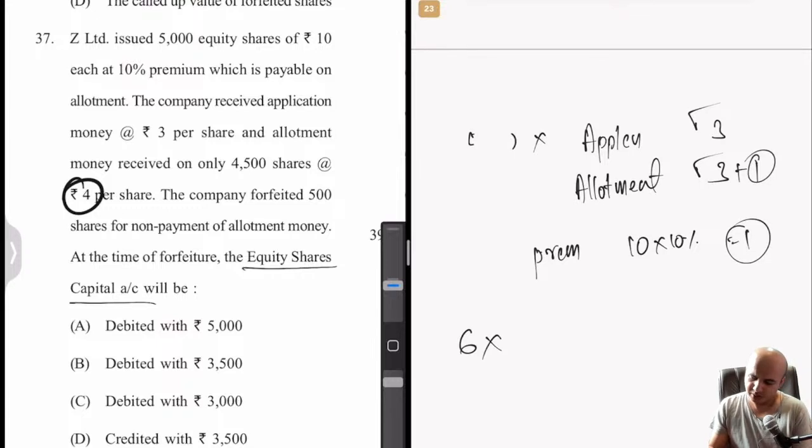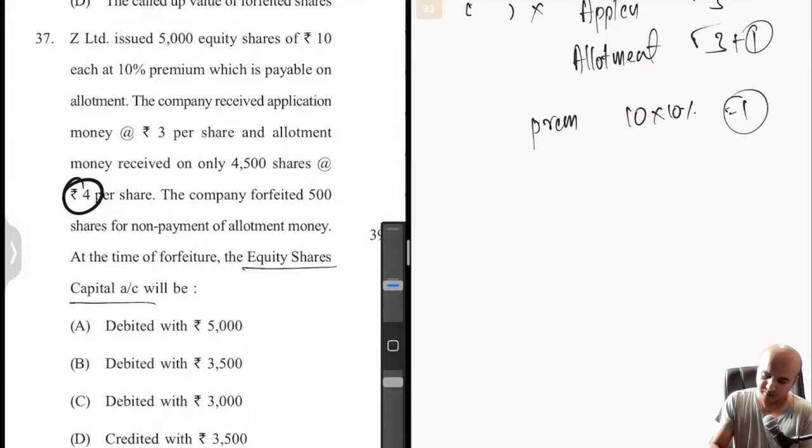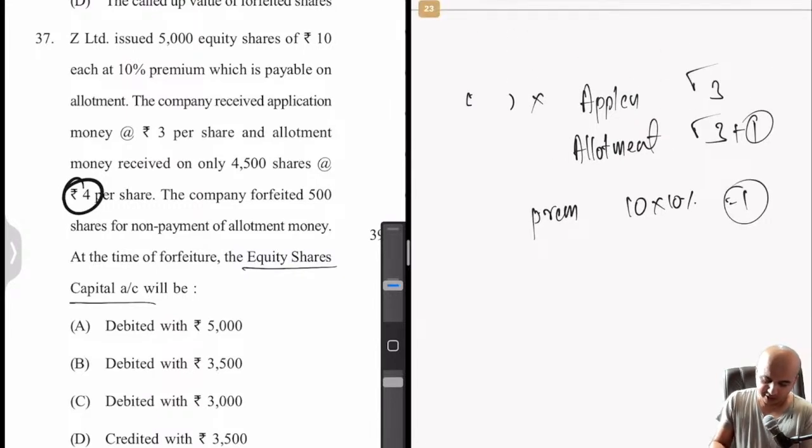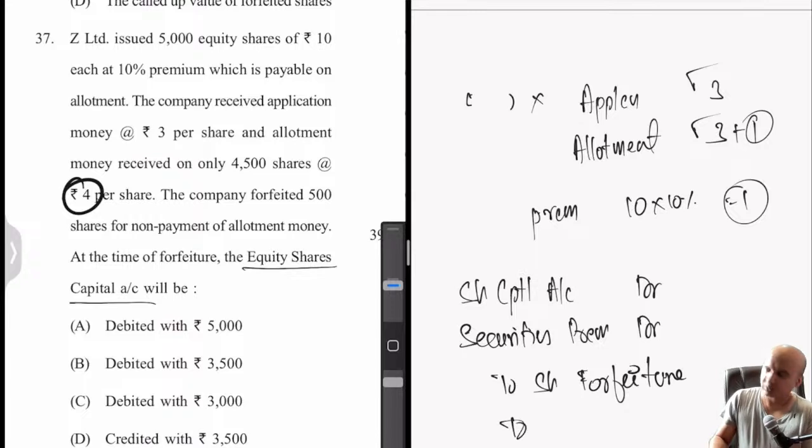Okay, let me just write the entry that way it's easy for me. Share capital account debit, securities premium account debit to share forfeiture to call scenarios.